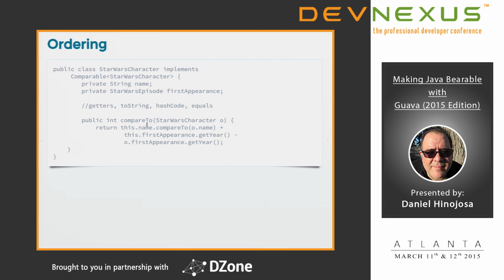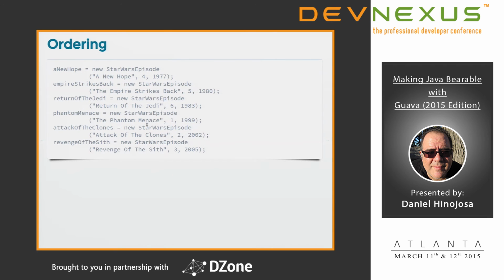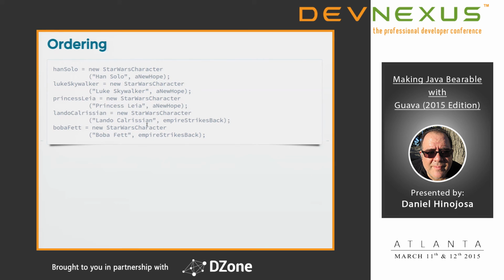Well, I made something up. I did a comparison of names, and I did a comparison of the year, like how far apart they are. That's going to provide me some int. It's arbitrary, I just made it up. But that's called the natural order. As part of my setup, I'm going to create the movies. The movies are the title of the movie, what the episode order is, and what year that movie came out. I'll choose Han Solo, Luke Skywalker, Princess Leia, Lando, and Boba Fett. It includes their names and what movie they first appeared in.